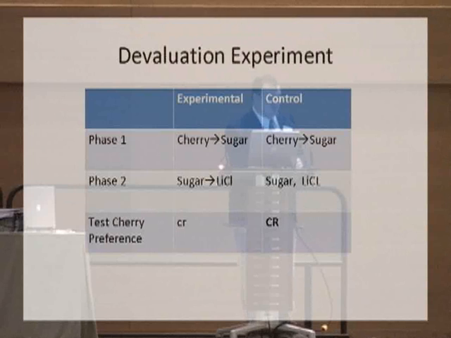And let me give you an example of a class 4 explanation of a simple behavioral phenomenon. Say that you pair sugar, you just mix up some cherry Kool-Aid, and you let rats drink the cherry Kool-Aid.